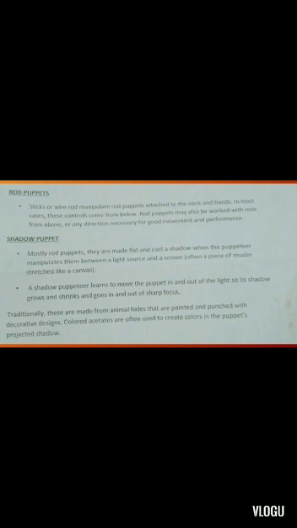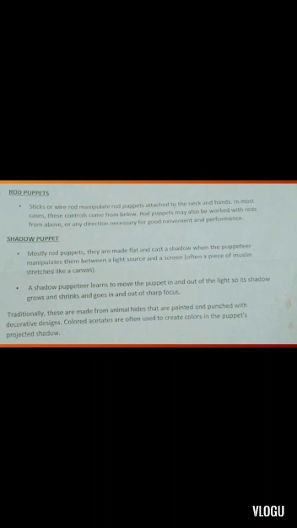There is another type which is called the shadow puppet. In the shadow puppet, you show the puppet by creating light and dark. Mostly these puppets are made flat and cast a shadow when the puppeteer manipulates them between the light source and a screen. The shadow can be created on a piece of cloth, on some canvas, or on the wall, by the drama of the light and dark. A shadow puppeteer learns to move the puppet in and out of the light, so its shadow grows and shrinks and goes in and out of sharp focus.